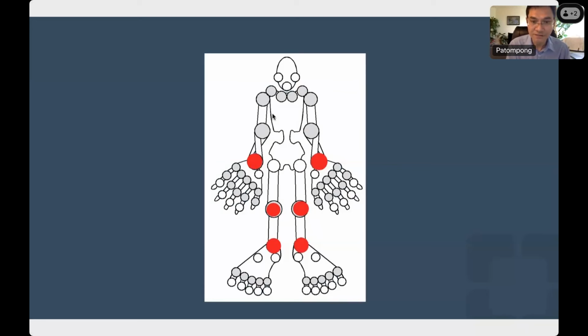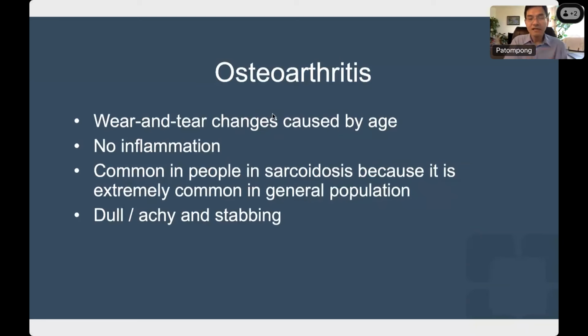Most of the time, more than 90% of the time, ankles are affected in people who suffer from sarcoid arthritis. The second cause of pain in people with sarcoidosis that I want to talk about is osteoarthritis, which is basically wear and tear changes caused by age. This is common in people with sarcoidosis because it is very common in the general population.